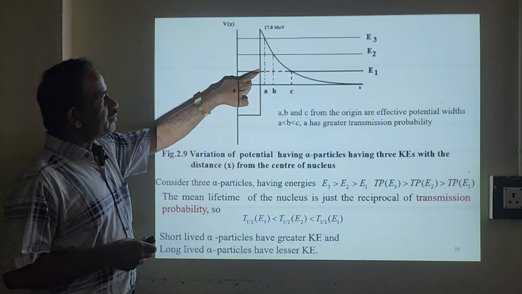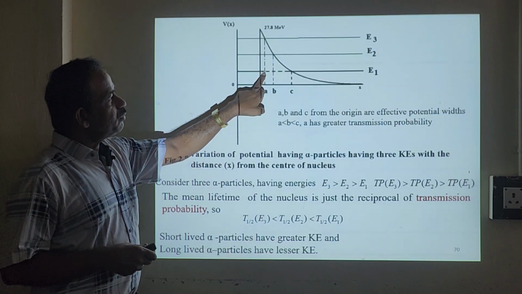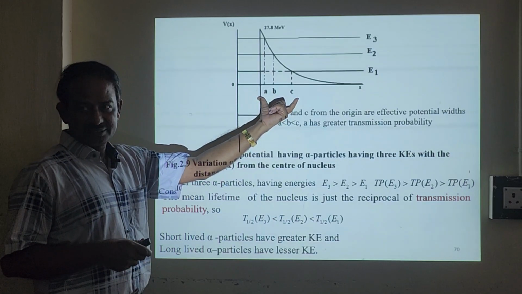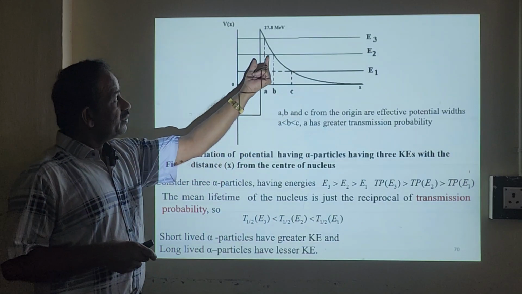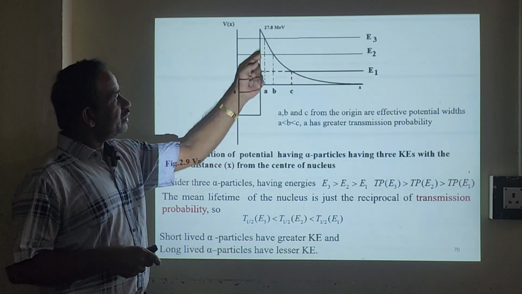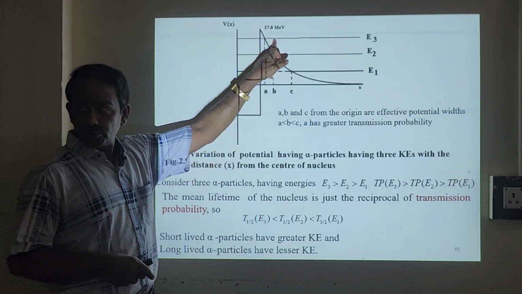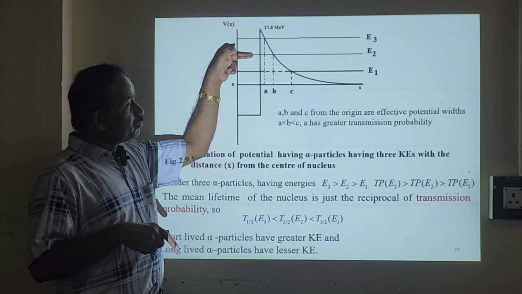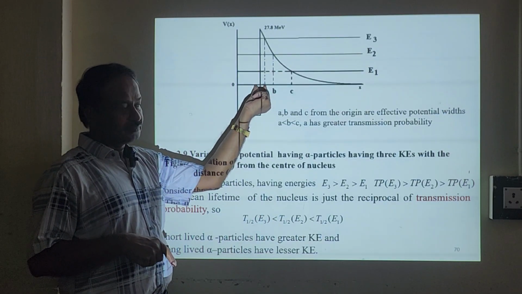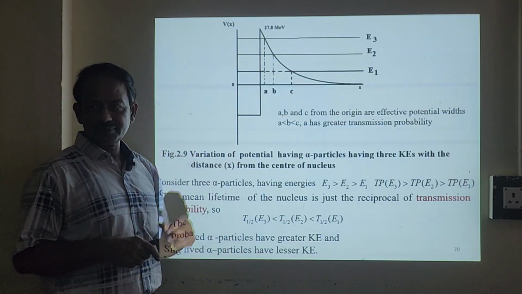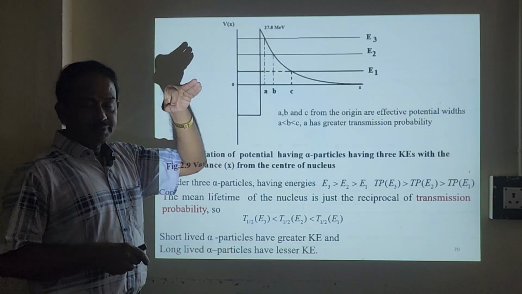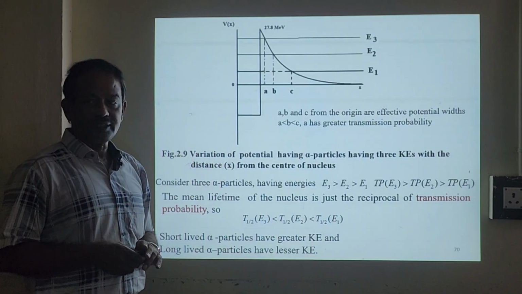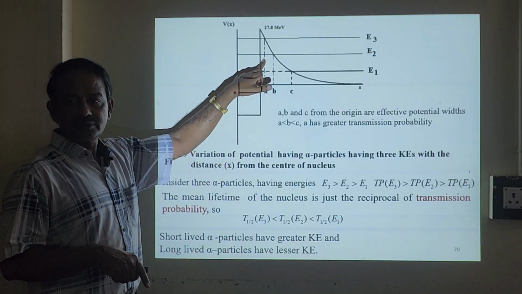So the first energy E1 has the width from here to C. This is the effective potential width. E2 has the width B and E3 has the width A. This is your Coulomb attraction curve, and where it leaks out is the effective width. We have taken three energies, and the kinetic energy of the first particle E1 is lesser than that of E2, than that of E3.